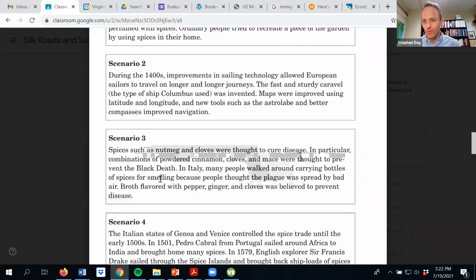So during the 1400s, oh, darn it. Nathan, would you read scenario 2 for us, please? During the 1400s, improvements in sailing technology allowed European sailors to travel on longer and longer journeys. The fast and sturdy caravel, the type of ship Columbus used, was invented. Maps were improved using latitude and longitude, and new tools such as the astrolabe and better compasses improved navigation.